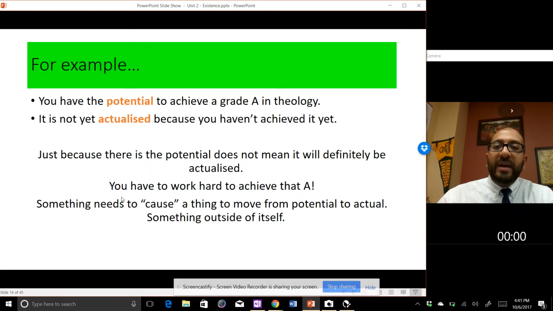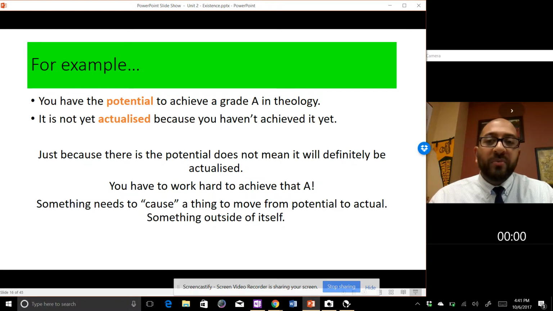All right. This I asked you to write down in your notes. You have the potential to achieve a grade in theology. It's not yet actualized because you haven't yet achieved it. So just because you've got potential doesn't mean that it will definitely be actualized. You may not get the grade you want.